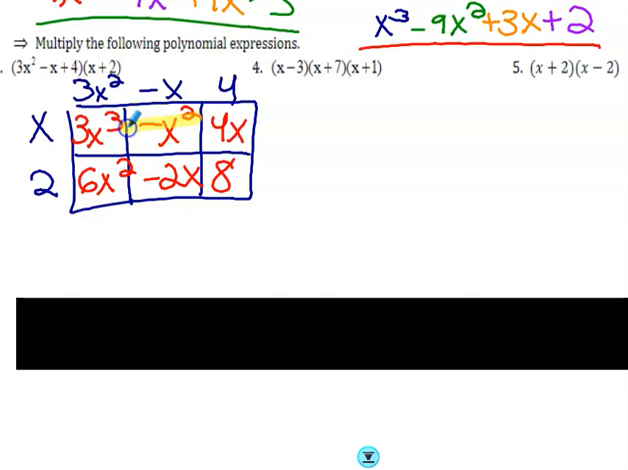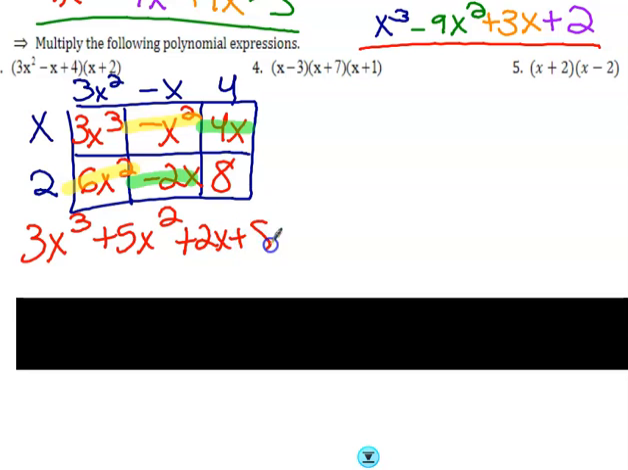So then I have 6x squared minus x squared. I'm going to combine those. I'm going to combine the 4x and the negative 2x and be on my way. So then I have 3x to the 3rd plus 5x squared plus 2x plus 8. And there we go for that one.